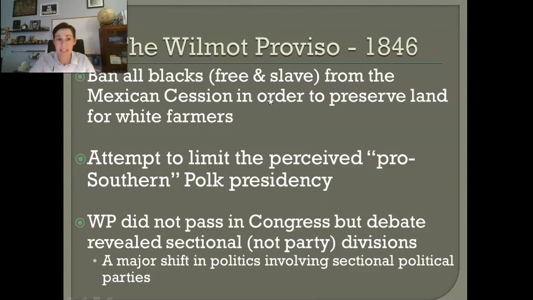This did not pass in Congress for a number of reasons, but debate revealed sectional divides, not party divides. At this point, the national parties that were holding people together are starting to break down. They revealed these divisions, and this resulted in a major shift in politics. Instead of national political parties anchoring people, they started dividing along sectionalist lines. And this is going to spell disaster for the country.